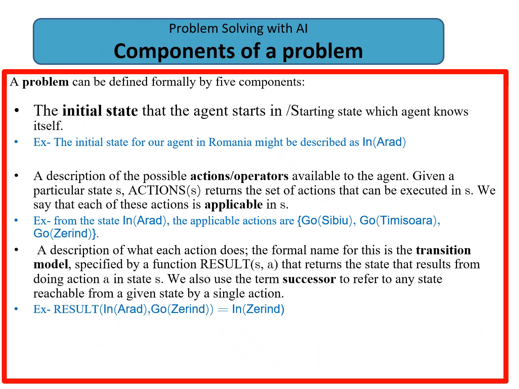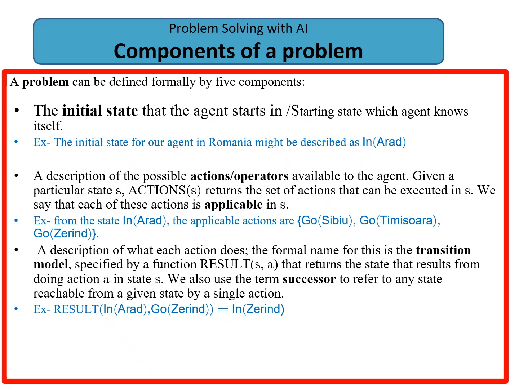Next, we will look at the components of a problem. Initially, the components can be described with the initial state. The initial state is the starting point from which the agent solves the problem. It also represents the agent's current situation. Previously we saw the Romania map, where the initial state is Arad.